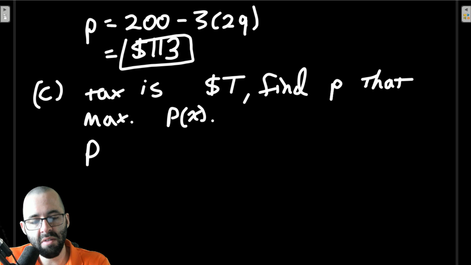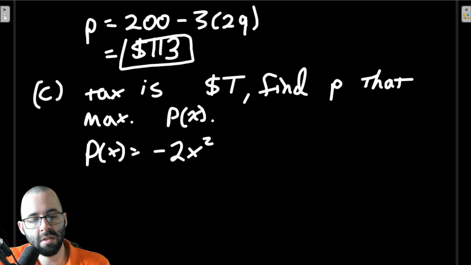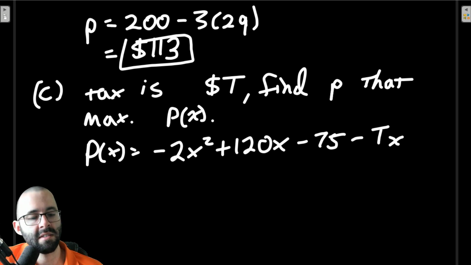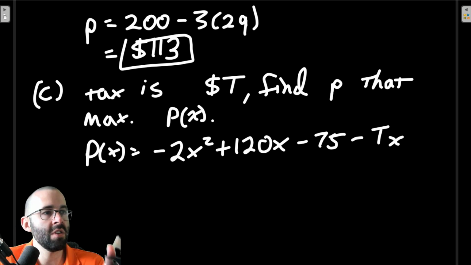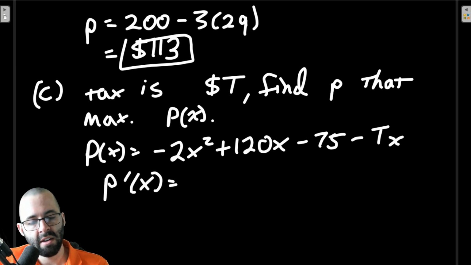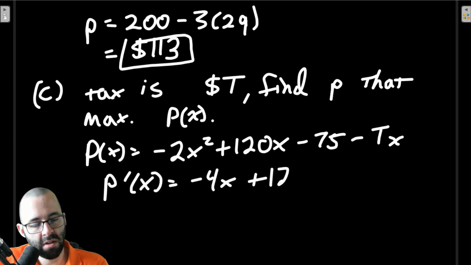Our profit is going to be negative 2x squared, just like before, plus 120x, just like before, minus 75, just like before, but now we're losing T dollars for every X to taxes. So instead of $4 for every X, it's T dollars. Let's say we don't know what the tax is. We can solve this again, same way. Find the derivative, set it equal to 0, and then solve for X.